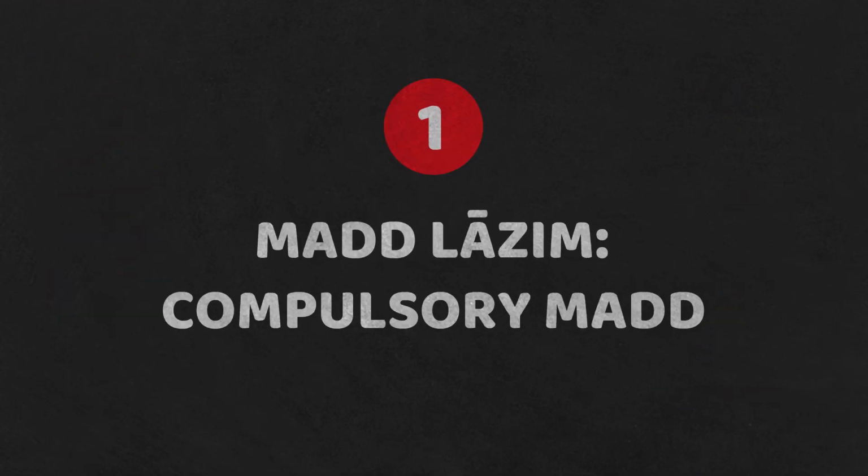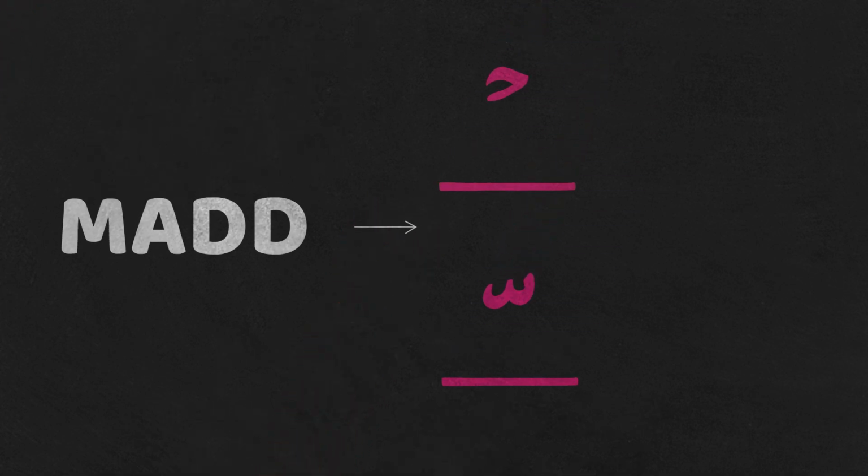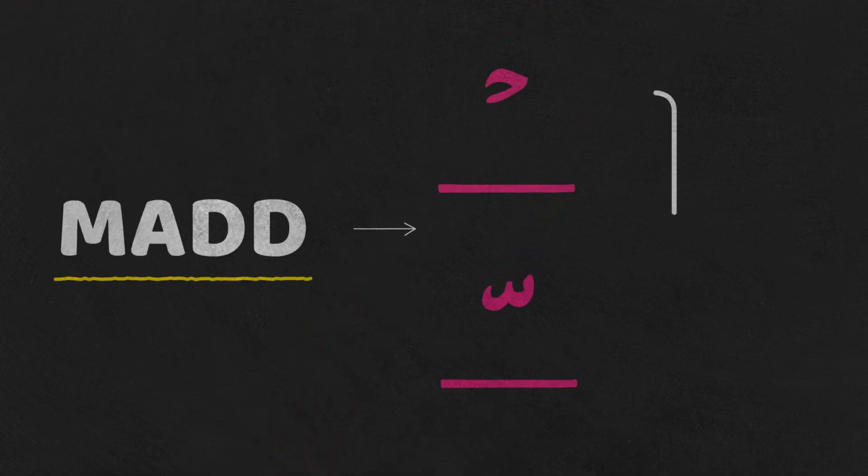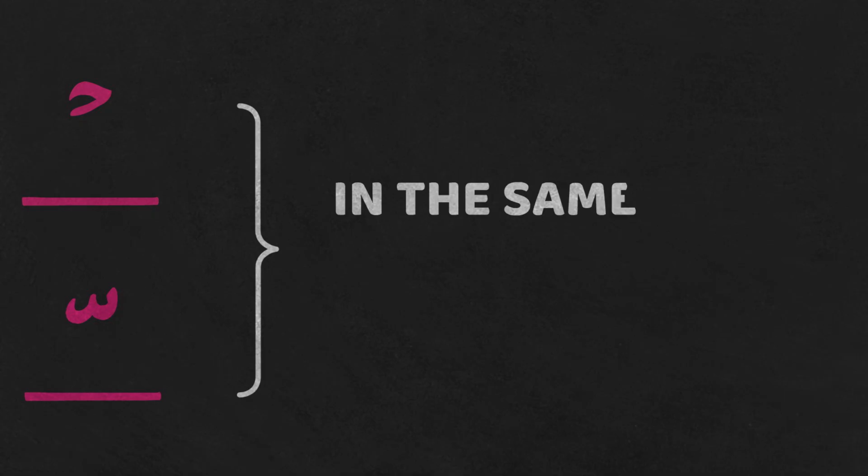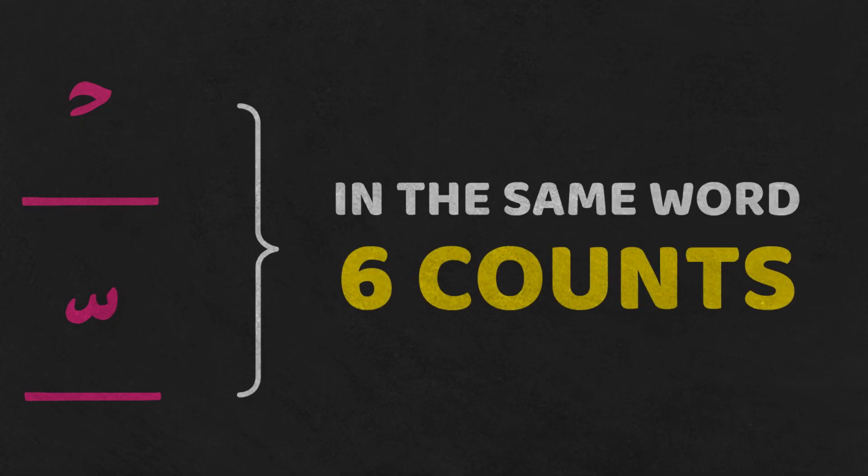The first of these is called mad lazim or compulsory mud. This is when a mud letter comes before a letter with sukun or shaddah and they are both in the same word. This type of mud must be pulled for 6 counts.